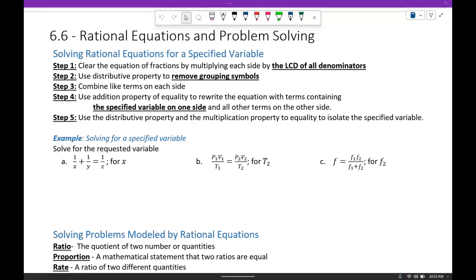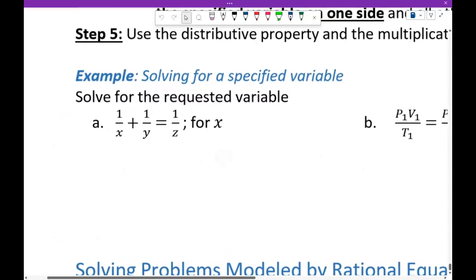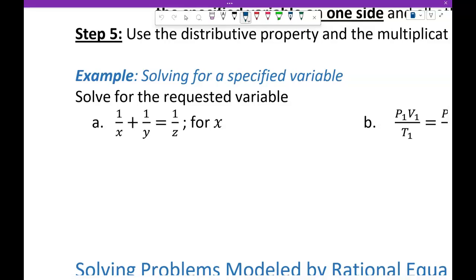It's very similar to a lesson we did earlier in the year on formulas and literal equations. Now we're just including rational equations into the mix. So when it says solve for the requested variable, like we have here, and it says we want to solve for x, that means we need to end up with an equation that is x equals something, and everything else is on the other side of the equation.